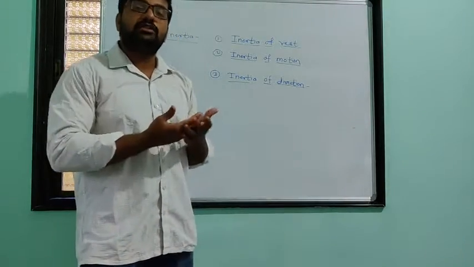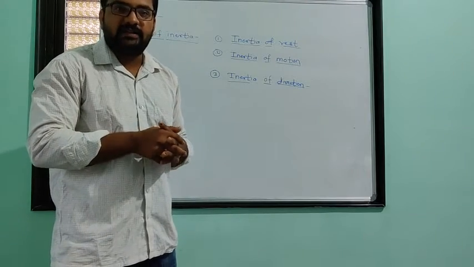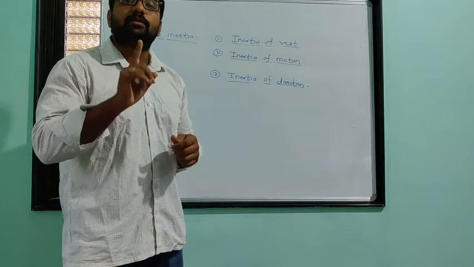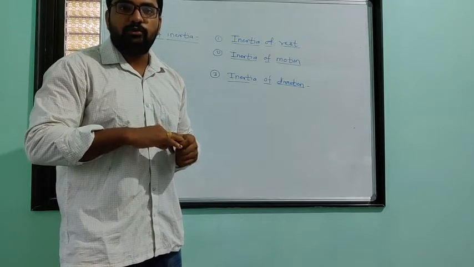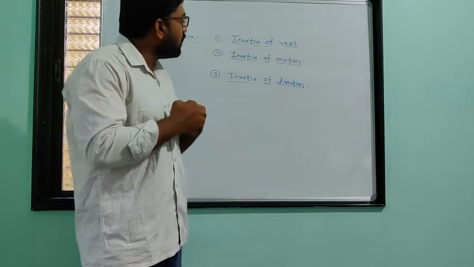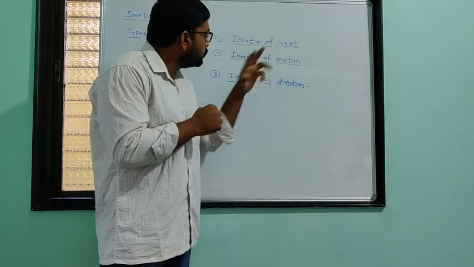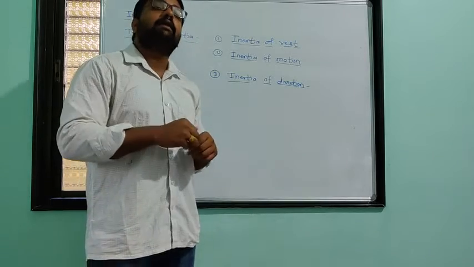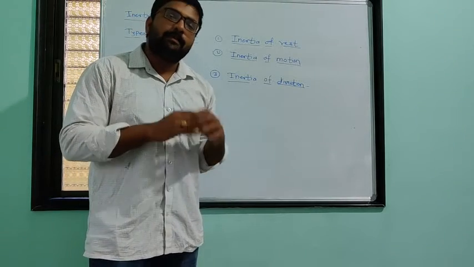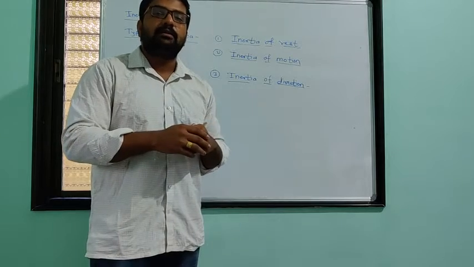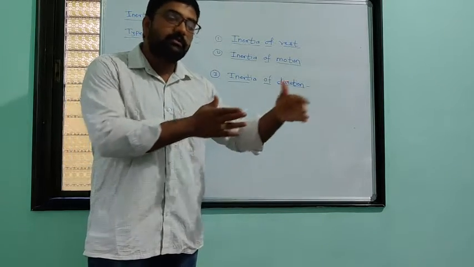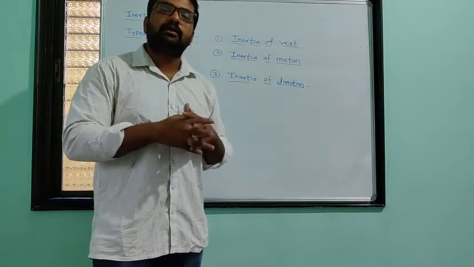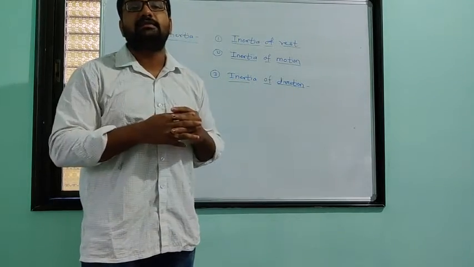If we have to change the moving state of an object, then that object will resist the change in its motion state. Due to that, the inertia an object gains by its motion is simply called inertia of motion. Now again we consider the example of a bus. As the bus starts, it gains some velocity, and we sitting in the bus also get the same velocity as the bus has.